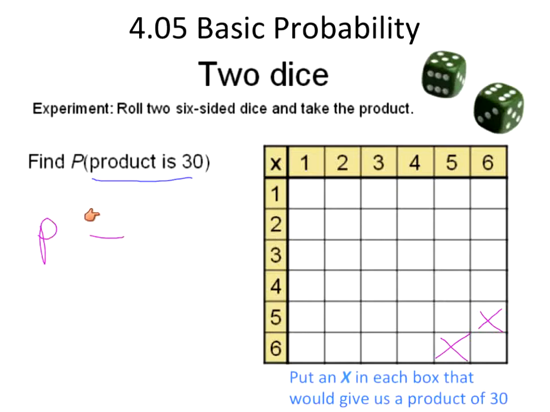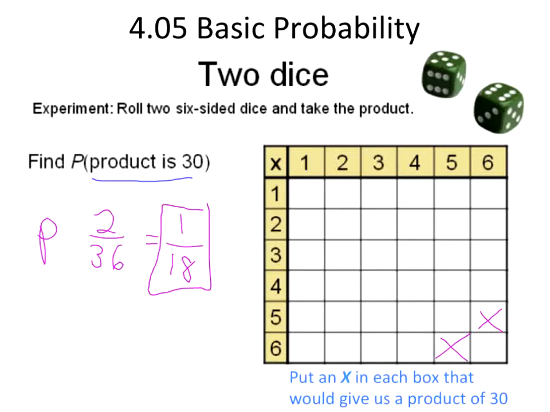My desired goes on top. So how many boxes are what I would want to get? 2 out of my entire. How many total options do I have? 36. So what's my probability when you reduce it? 1 out of 18. So this means if you guys were to roll the dice 18 times, only once would you get a product of 30 on your dice.